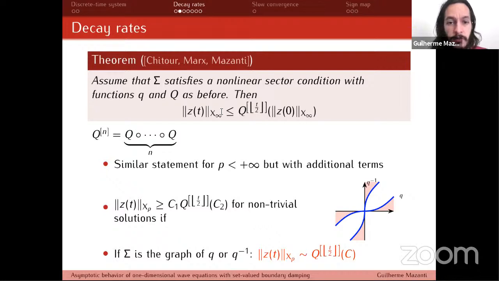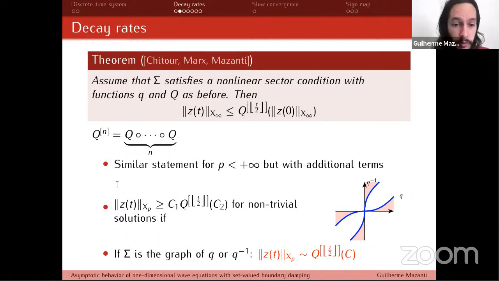What is interesting is that here I presented this for L infinity. We have a similar expression for L^p, but with some additional terms that come from the fact that functions in L^p may explode, so you have to take a bit more attention to details of what happens at infinity. But we have a similar expression in L^p.